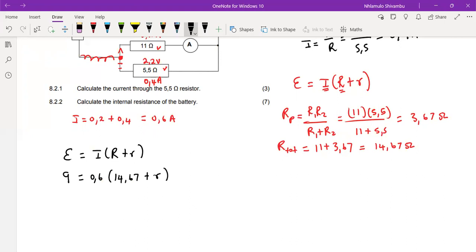And then now we're going to divide both sides by 0.6, 9 by 0.6, and then we're going to get 15 equals 14.67 plus small letter r. Therefore, the small letter r will be given by 15 minus 14.67, and that will give us 0.33 ohms. So that is how we get the internal resistance of the battery, right? So you must make sure that you've got the total external resistance and also the total current of the circuit.